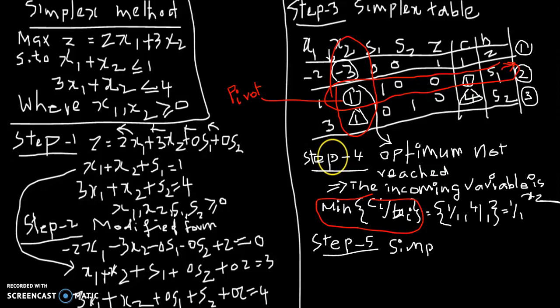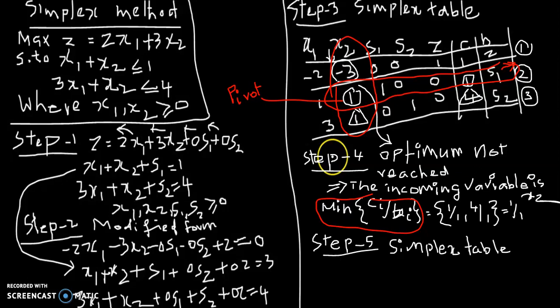Simplex table. For what? In order to make here 0, here 0. So we have to multiply this by 3 and add with this, and you will get 0 here. Multiply this by 3, add with 0. Multiply by 3, add with 0. That way you will get 0 here and some other number here.